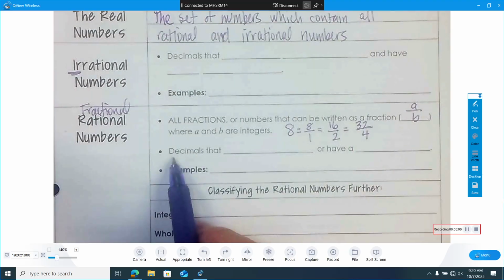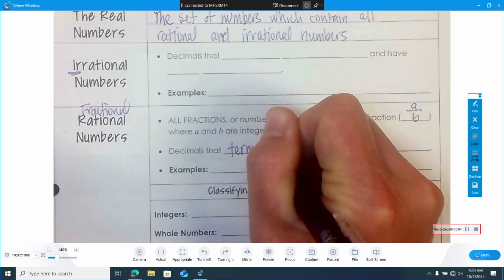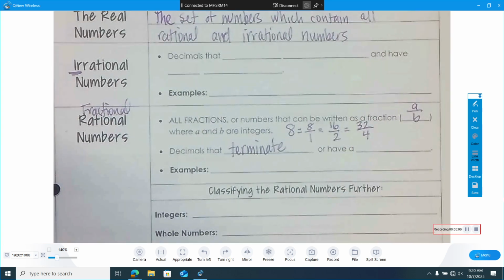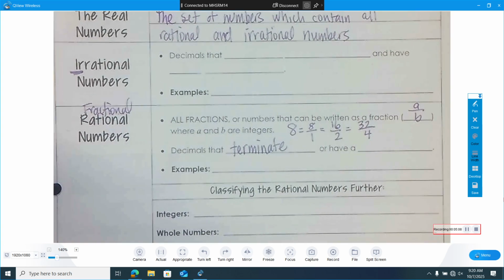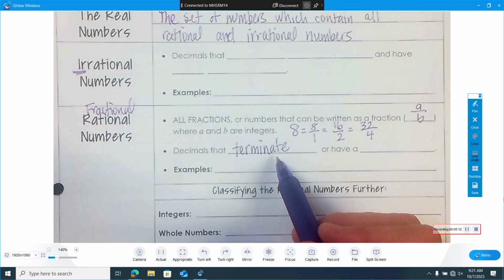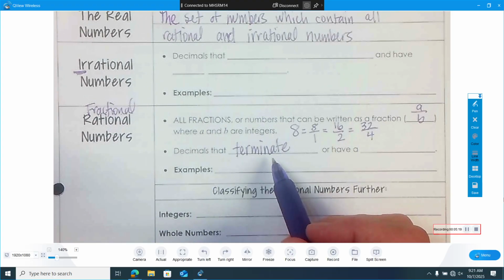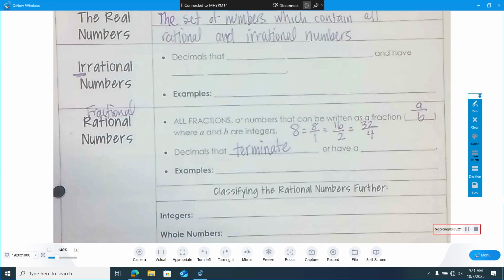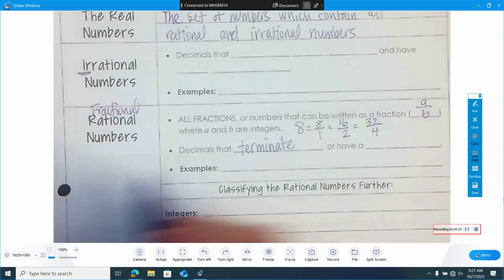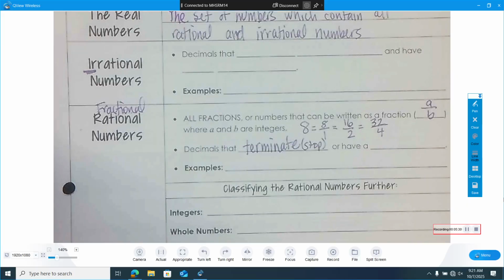It turns out that decimals that terminate can be written as a fraction. What does it mean to terminate? The Terminator. Destroy. Yeah. It means to stop, to put an end to, okay? So decimals that terminate, decimals that stop, are decimals that we can write as a fraction.